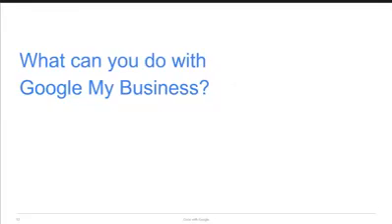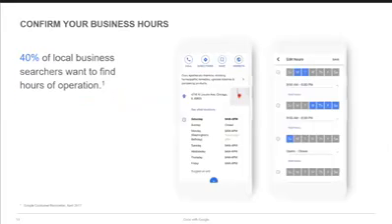So let's talk about the things you can do with Google My Business. You can edit your hours of operation from the Google My Business dashboard and from the app. It's important because 40% of searches for local businesses are looking for hours of operation. If your business has special hours throughout the year, like holidays when you're closed or extending hours, you can specify particular dates in advance once you're verified, and help shoppers know when you're open for business.